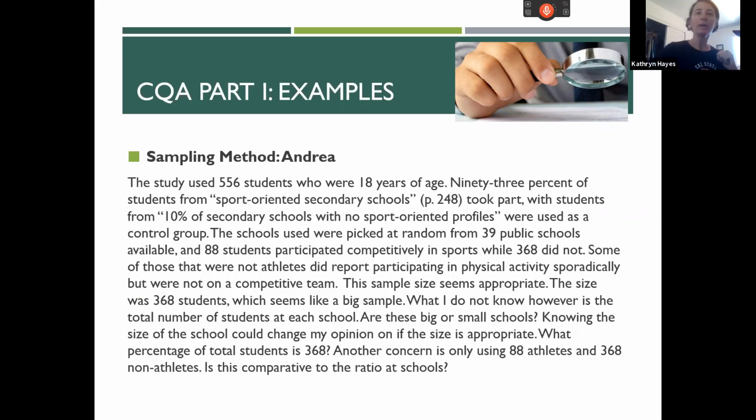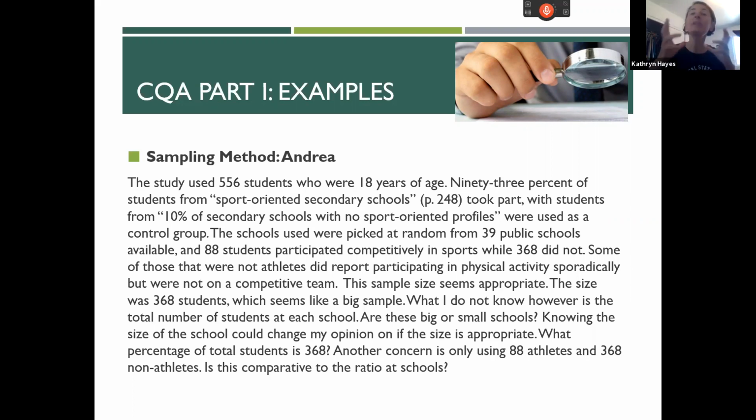In terms of sampling, we are going to get into this a little bit later in terms of how we might really critique this, but I want to give you an example that you can still write up what happens in their sample without necessarily fully understanding this idea of sampling yet, all right? So Andrea says this study used 556 students who are 18 years of age. So very plain, simple reporting of what the sample actually was. And then who these students were: 93% were from sports-oriented secondary schools and 10% with no sport profiles.